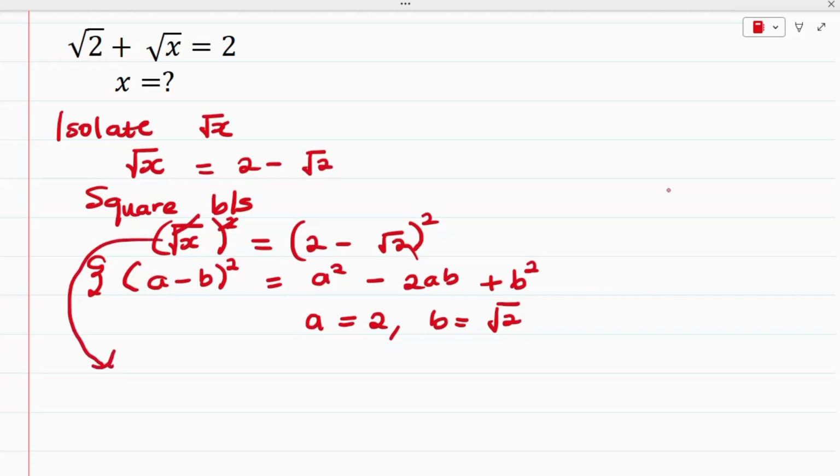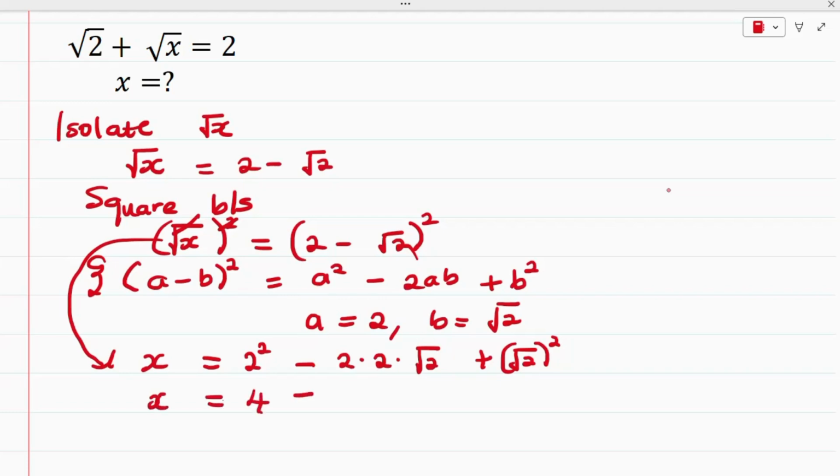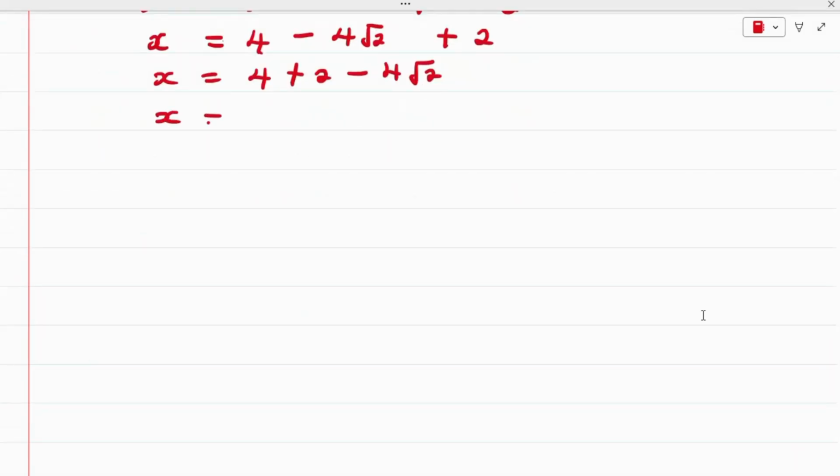So if we simply apply this property, from here this is going to cancel out this, so we have that x is equal to, now applying this property, 2 raised to the power of 2 minus 2 multiplied by 2 multiplied by the root of 2 plus the root of 2 all squared. So x is equal to 2 raised to the power of 2 is 4, minus 2 multiplied by 2 multiplied by the root of 2, we have 4 root 2, plus, this is going to cancel out this, we have 2. So x is equal to 4 plus 2 minus 4 root 2. So x is equal to 4 plus 2 is 6 minus 4 root 2.